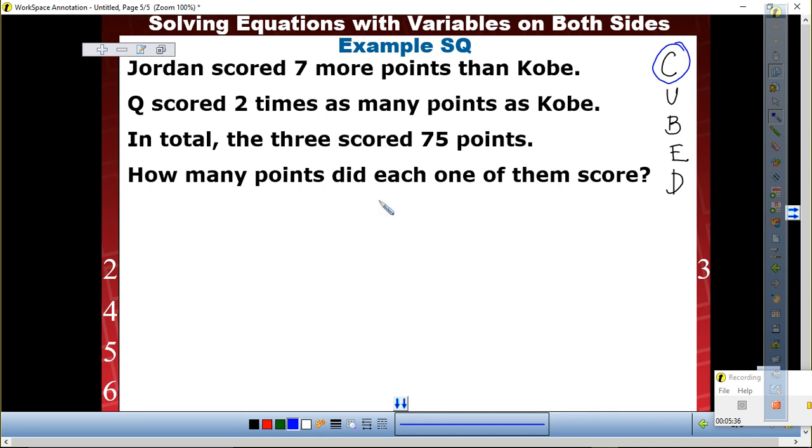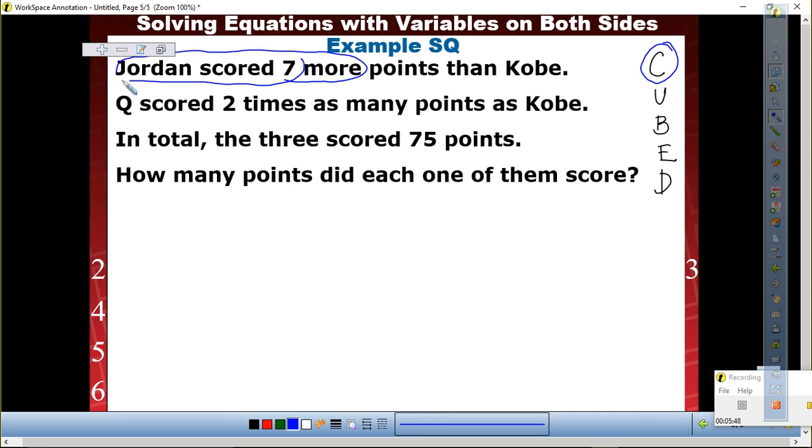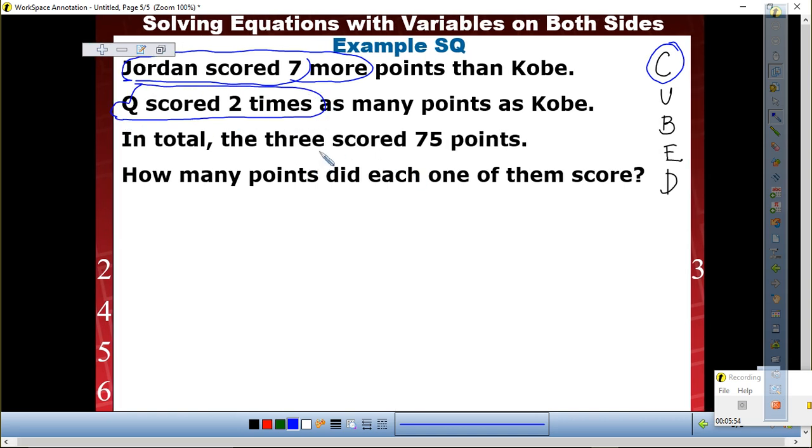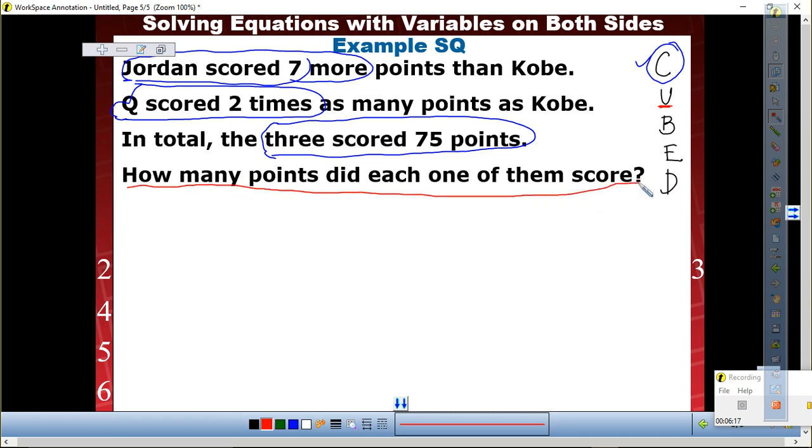Circle important numbers. So what are important numbers? Jordan scored 7, I'll put 7 more. 7 more. All right. What else? Q scored 2 times. That's important. And the 3 scored 75 points. That's cubed. Okay. So that's C for circle important numbers. All right. Next, with red, I want you to underline the letter U. What do you think that stands for? Underline the question. So I'm going to underline how many points did each of them score.